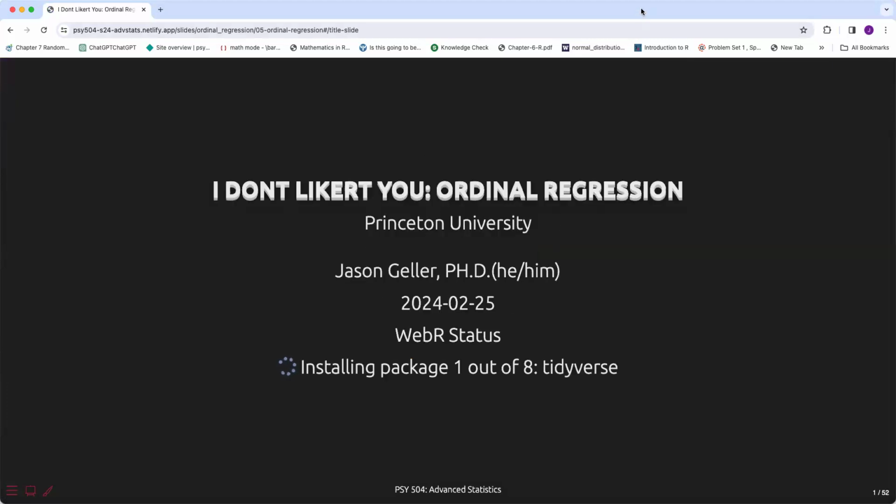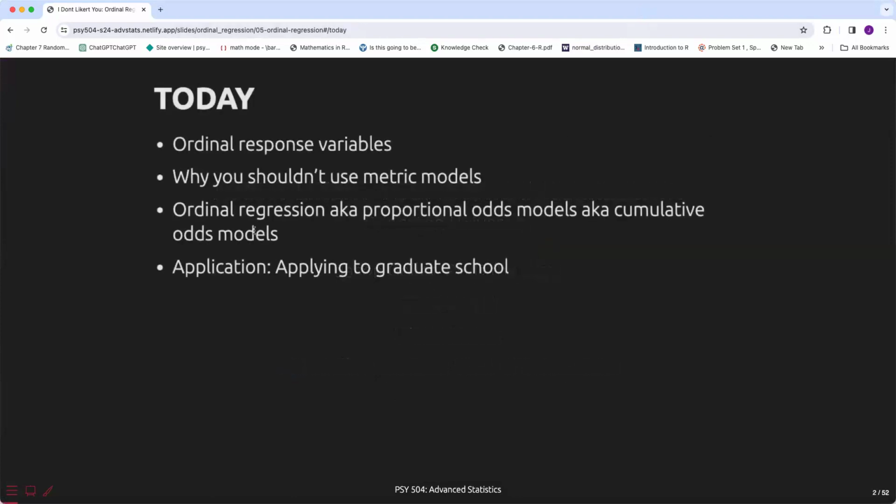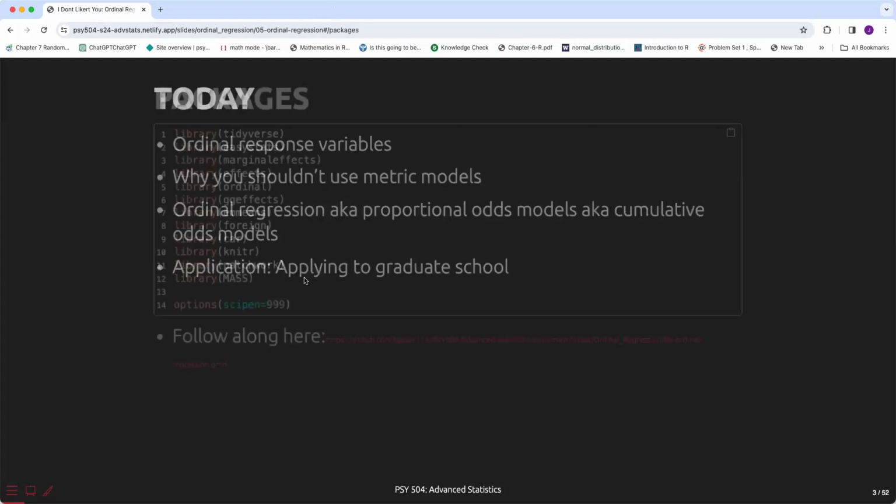So hopefully everyone can appreciate my title for today. The goal for today is to reiterate what Faustine went over and re-summarize. So talk about ordinal response variables and why we shouldn't use metric models. Then I want to introduce the proportional odds model, or the cumulative odds model, which will serve as an alternative to metric models. Hopefully it'll be something you can use in your research. And then I'm going to talk about how we can apply that model to data. We're going to be using the data set that Faustine was going to walk through. So that is the plan for today.